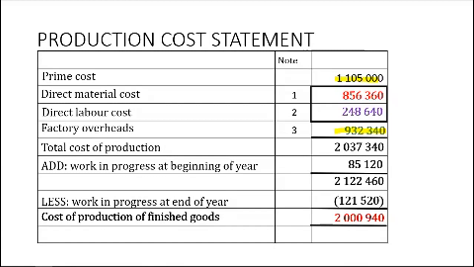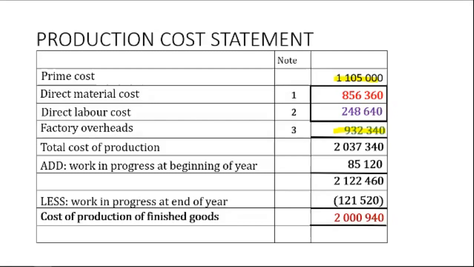It'll give you the unit cost of producing a product. That's what you will get. You don't take any other amount. You take the cost of production of finished goods to calculate the unit cost of a product. I hope that is clear.